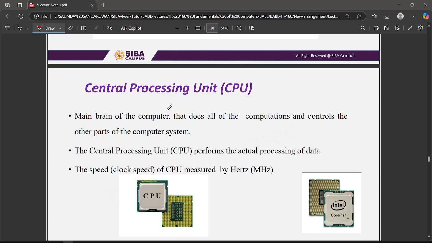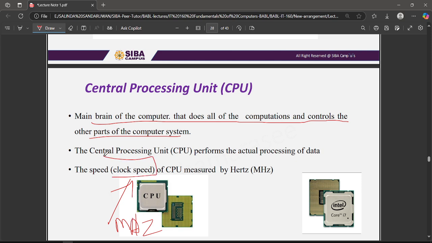So we'll proceed. The central processing unit, or the CPU. It's the brain of the computer that does all of the computations and controls the other parts of the computer system, right? The speed of the CPU is measured in megahertz. We call the CPU speed the clock speed, right?